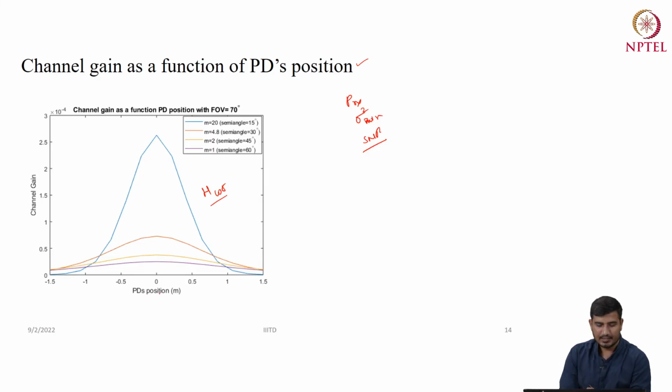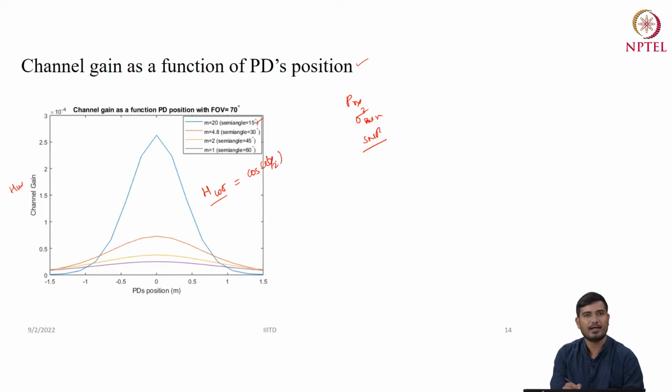You can see here these are the PD positions from minus 1.5 to 1.5, and this is the channel gain HLOS. By varying the LED semi-angle value, your channel gain varies. And as you know, it is a function of cos of the LED semi-angle. The cos function value maximizes for smaller angles and minimizes for larger angles. So for an LED semi-angle value of 15 degrees, the channel gain is maximum, or you can say it is of increased value.